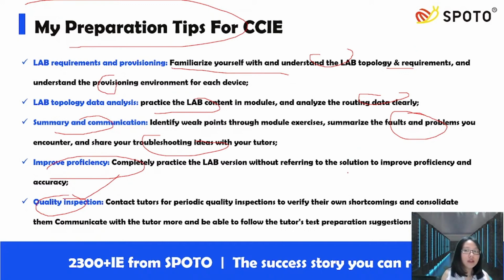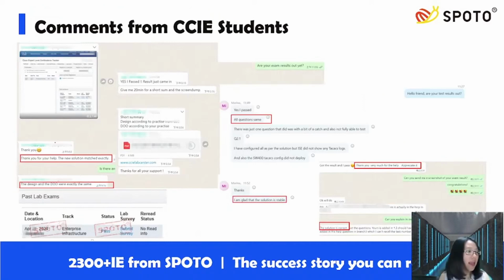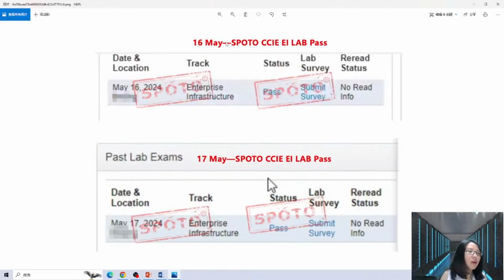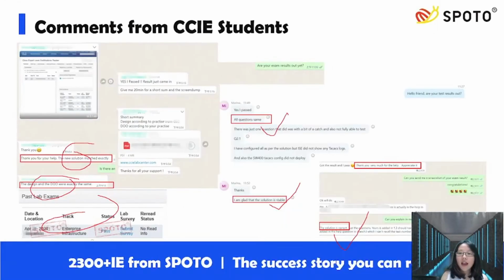So you can see this feedback. Okay, the solution matches exactly, the design is the same, the same questions. The solution is stable. The solution is correct. So you can see the passing report. You can also see that in May our students just achieved CCIE certification. Okay, May 16th and May 17th. So these are feedback from our candidates. So our solution is very stable.